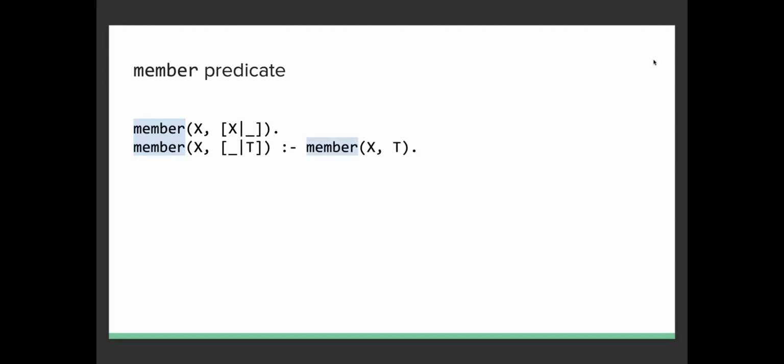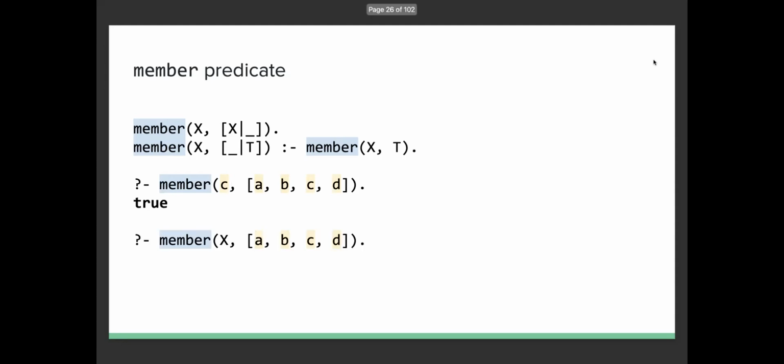Now, the recursive case is, of course, if we have a tail, then X can also occur in the tail, right? Very simple, very easy. So let's see. If we have a list of a, b, c, d, and we check that c is a member of that, well, that's obviously true. Now, importantly, in Prolog, you can put variables everywhere you want. Sometimes it works, sometimes it doesn't. So what do you think happens if we put a variable as our first argument?